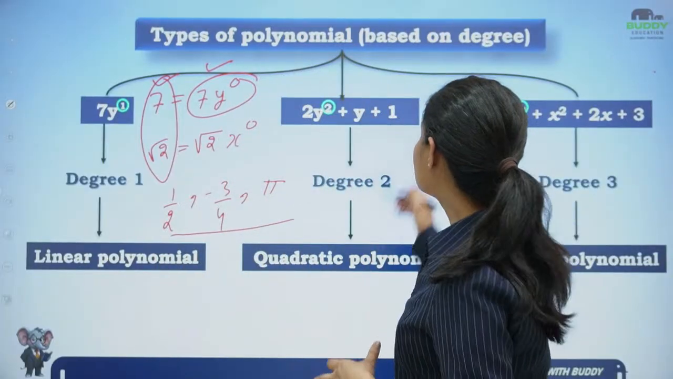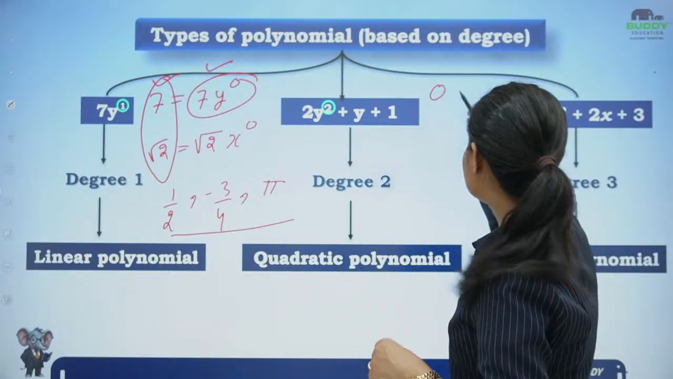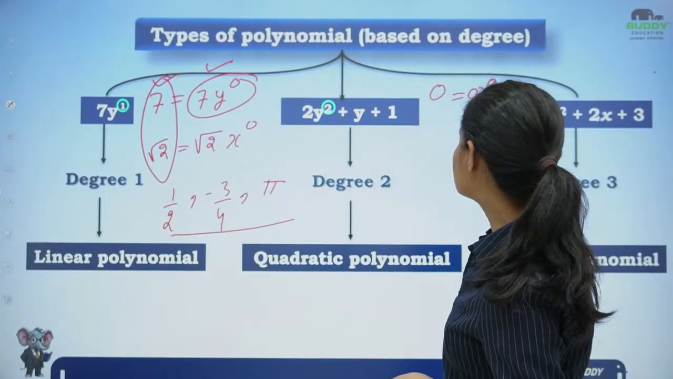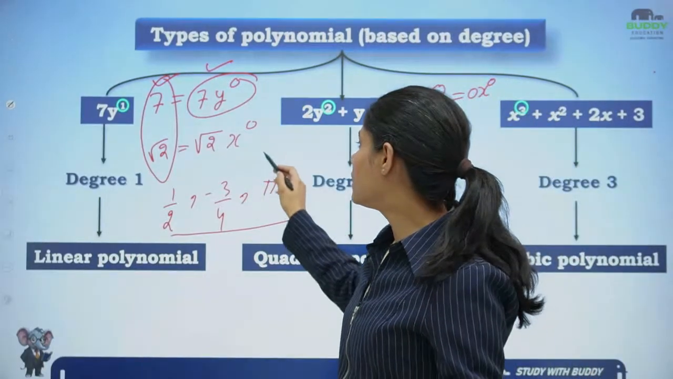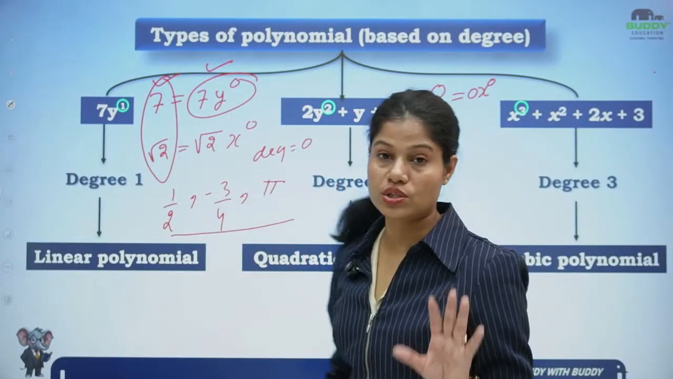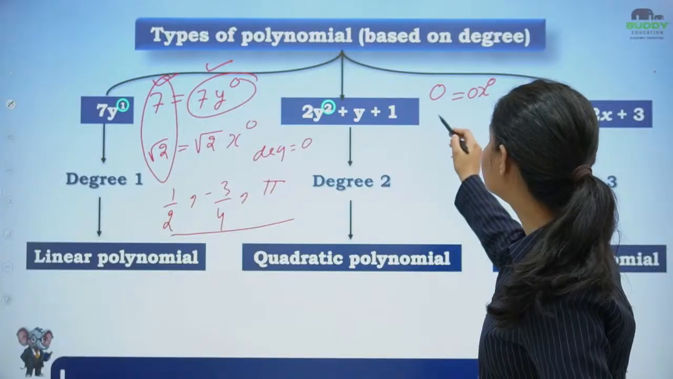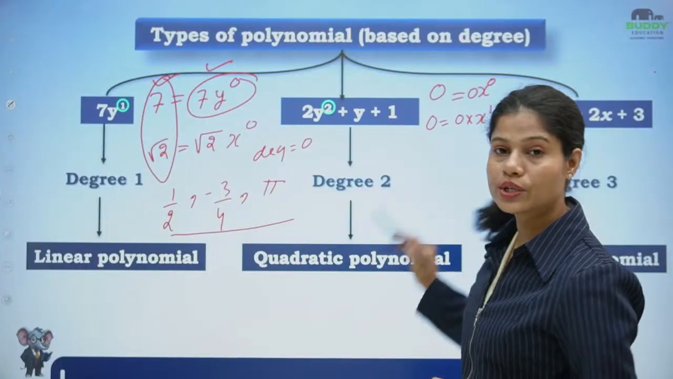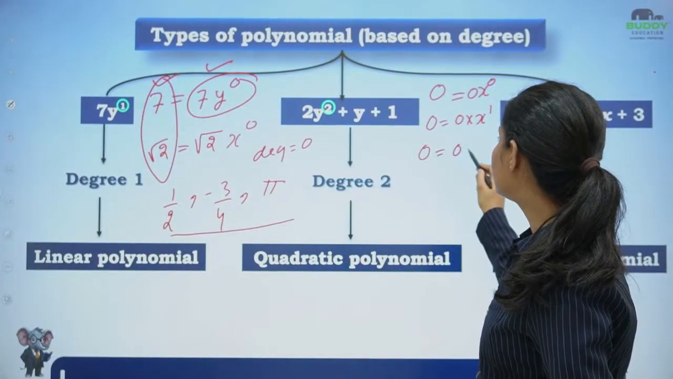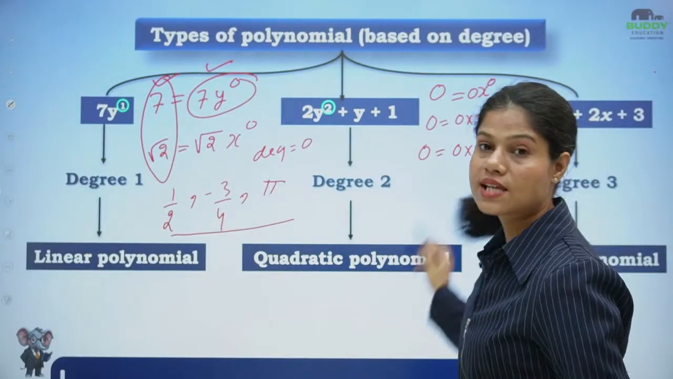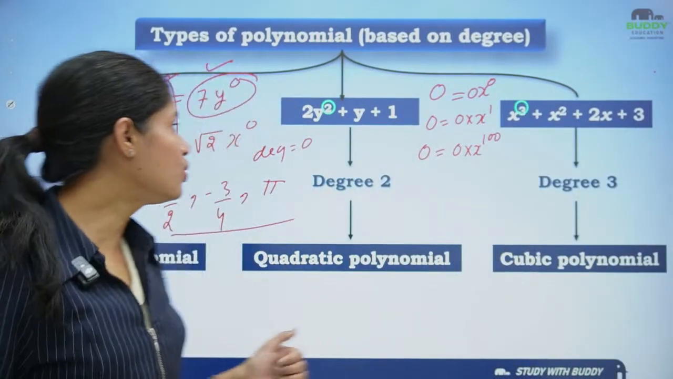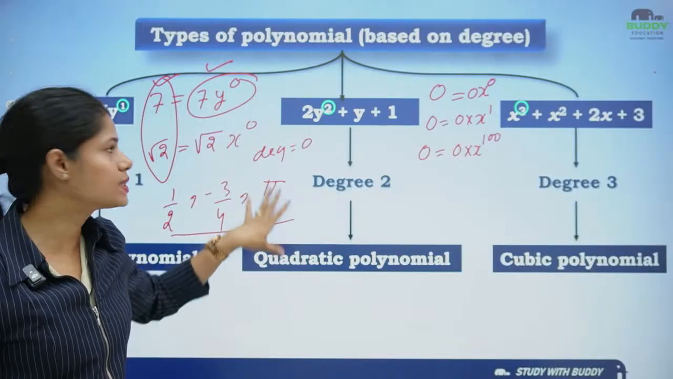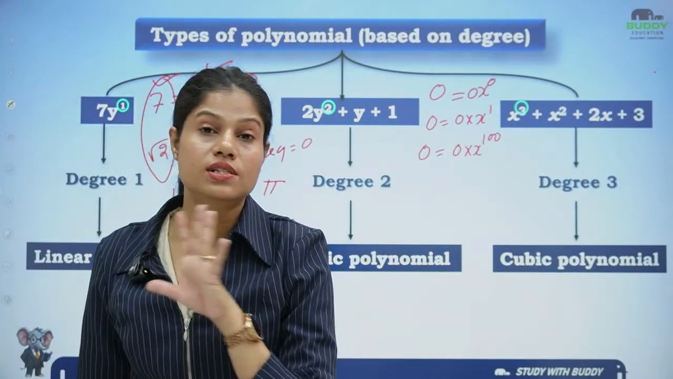Why? Because you can say, ma'am, we can also write 0 as 0 into x raised to the power 0, and accordingly the highest power is 0, and if a polynomial has degree 0, then we name it a constant polynomial. But don't you think you can write 0 as 0 into x raised to the power 1 also? If you solve this, you are going to get 0 only. If you write 0 into x raised to the power 100, in this case the degree will be 100. So 0 is the number which does not fulfill this property, right? That's why 0 is not a constant polynomial.